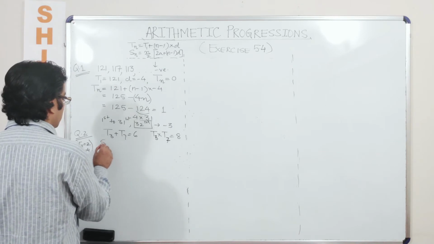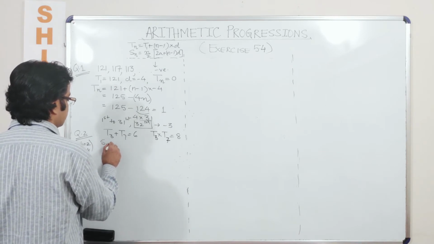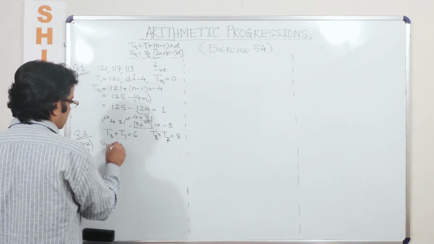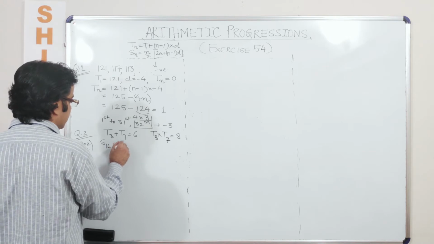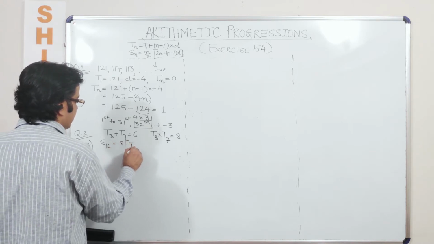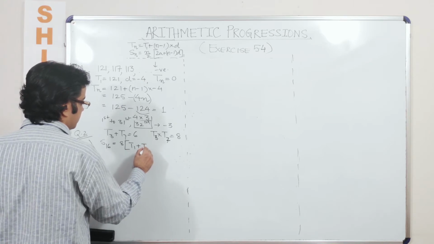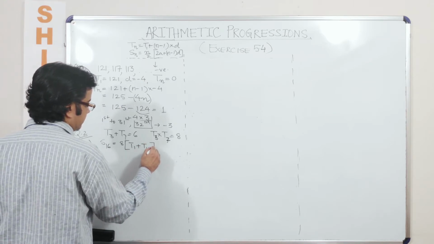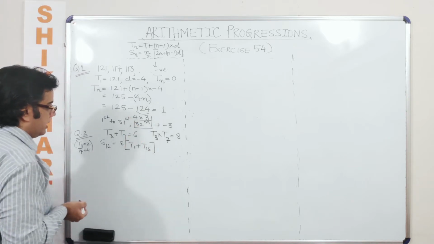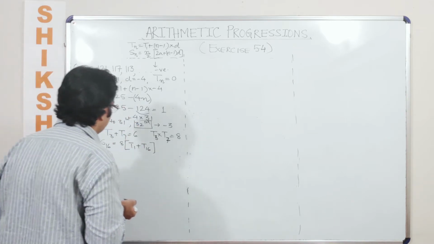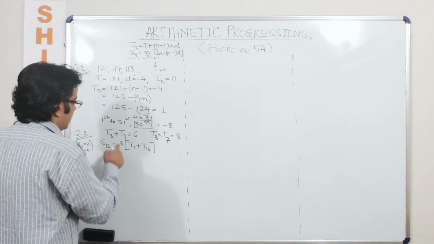So if I write down the formula, the sum for first 16 terms will be how much? This will be 16 by 2, which is 8, times of t1 plus t16, is what you are going to write down. Okay. Now once you have this with you, how do I solve this?